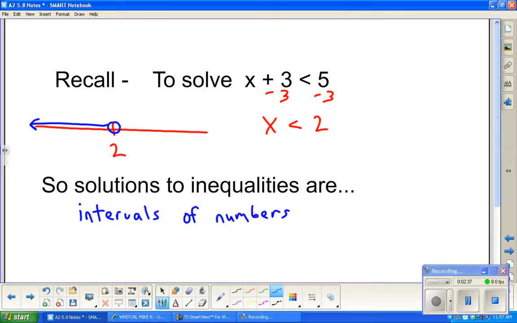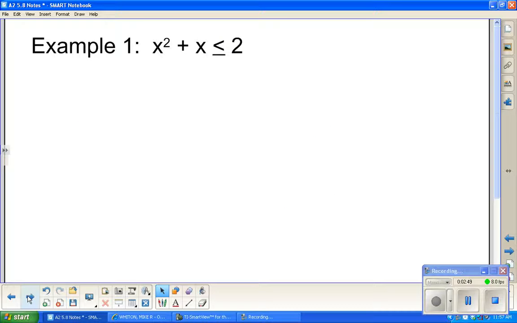There's going to be a couple methods to do this, and we actually need to know both. I'm not trying to just throw a bunch of methods and confusion on top of what we already have, but both methods are necessary, and we'll see why in just a second. So let's say we have something like x squared plus x less than or equal to 2. Let's do it without the graphing method first. Let's solve it using algebra.